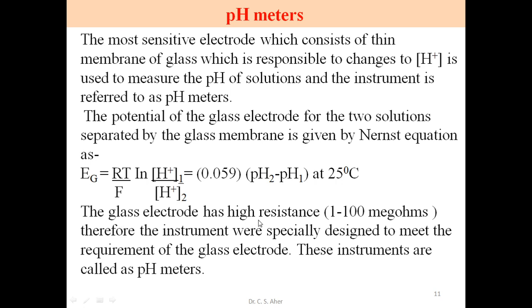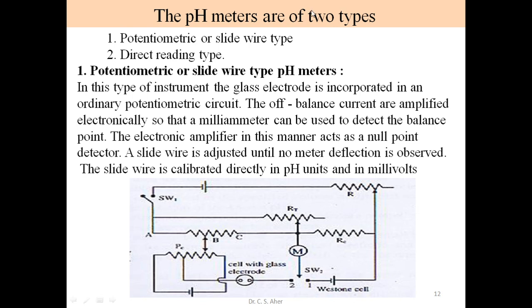The glass electrode has high resistance, 1 to 100 mega ohms. Therefore, instruments were specially designed to meet the requirements of the glass electrode. These instruments are called pH meters. pH meters are of two types. First is potentiometric or slide wire type, and the second is direct reading type. So what is this potentiometric or slide wire type?